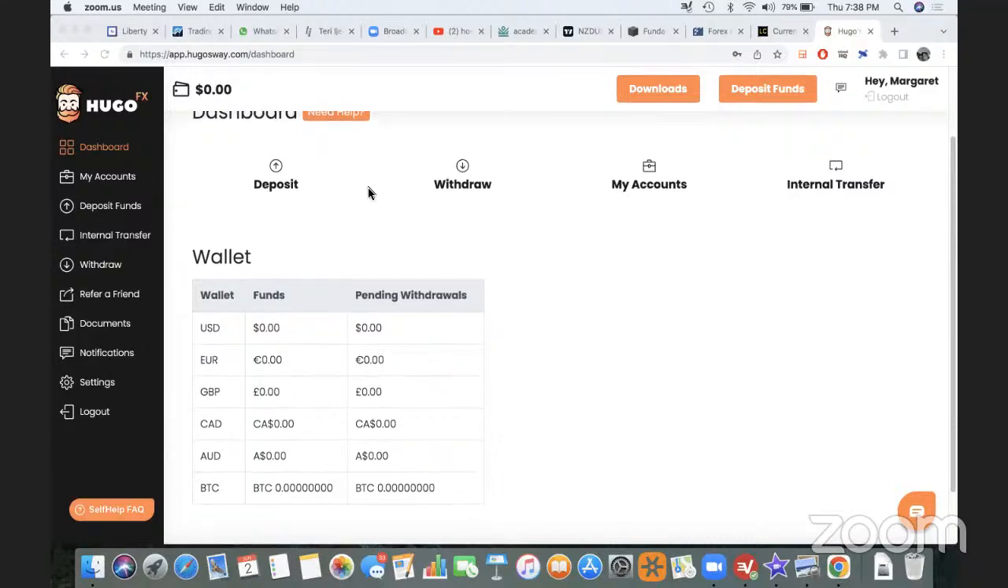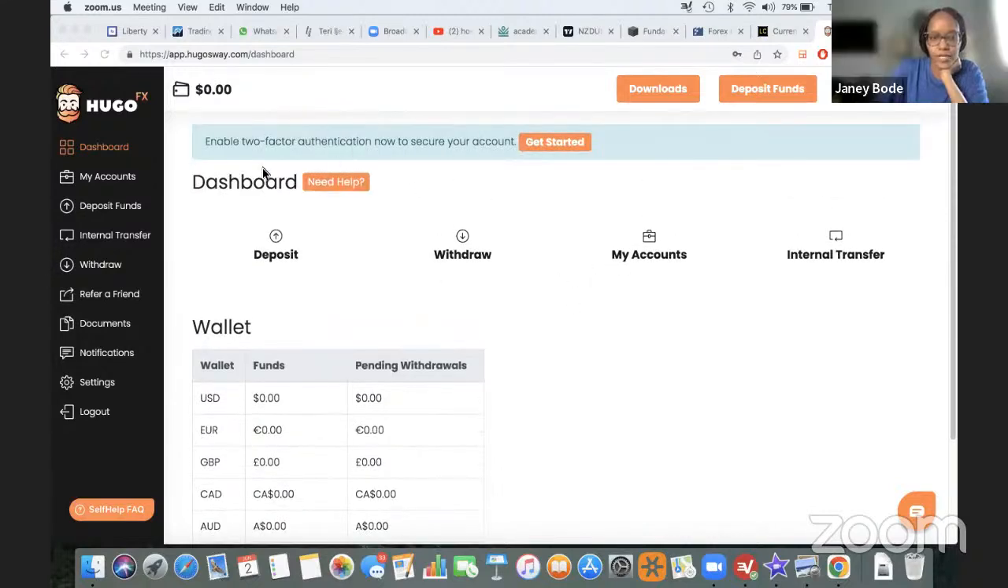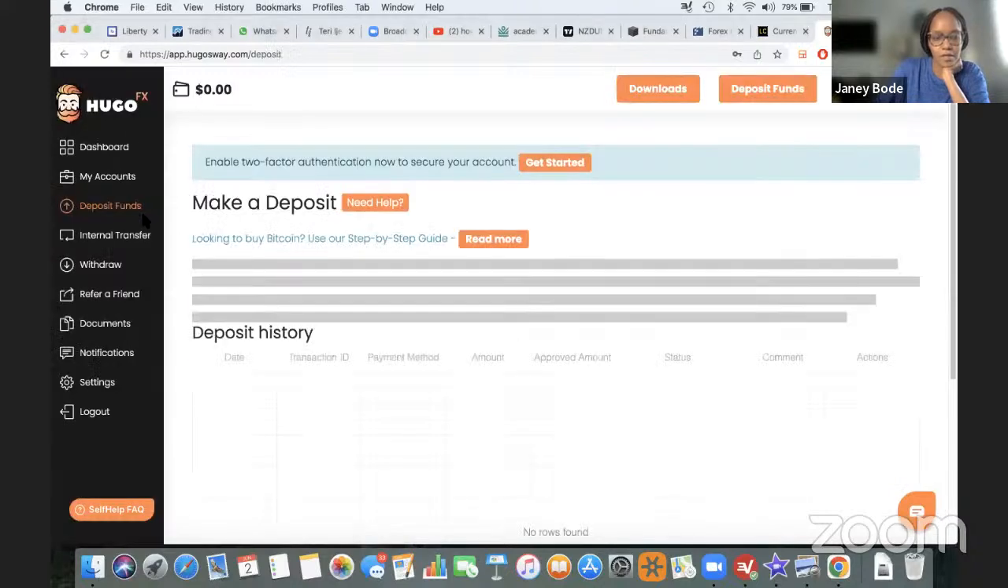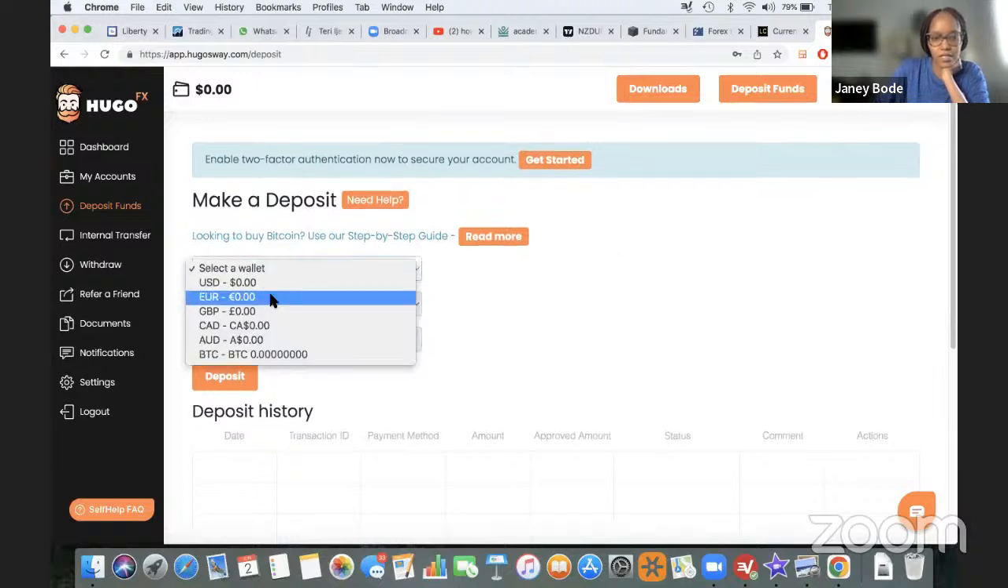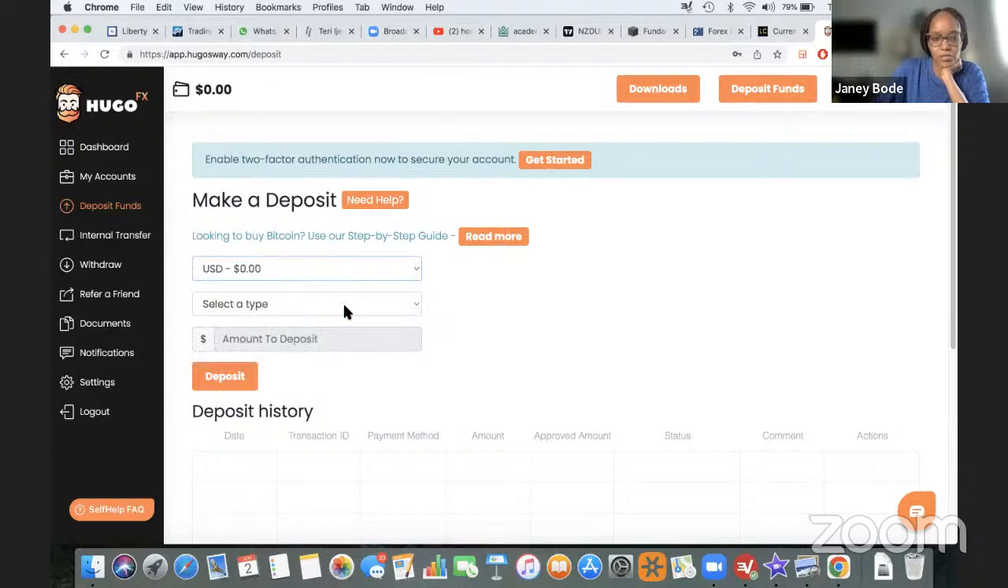Okay. Cool. Now, when you log into your Hugo's Way, it's going to look like this, right? So all you have to do is click on deposit funds. Once you click on deposit funds, you're going to select how you want to fund it. And then you click on select a type, which is Bitcoin. We use Bitcoin because it's easy. And then you put whatever amount you want. You're just going to hit proceed.